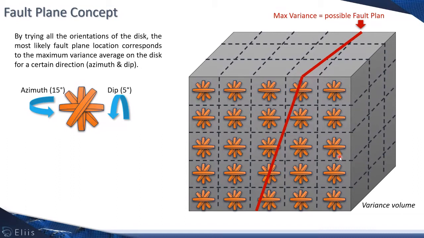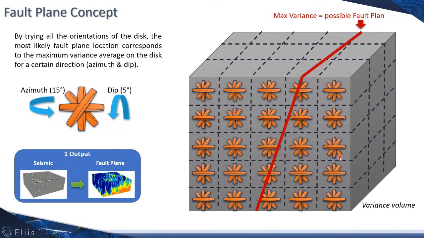Where PaleoScan has the maximum variance average along the disk, this means that this is the most likely position or location of the fault. This step takes a lot of time. We have to count between 1 hour to 2 hours per giga. So this step is really time consuming, and you have to be aware of it before starting the computation.